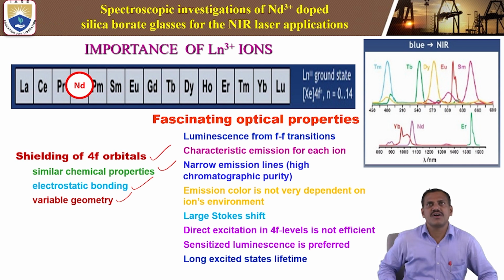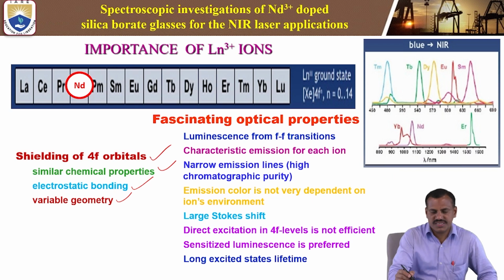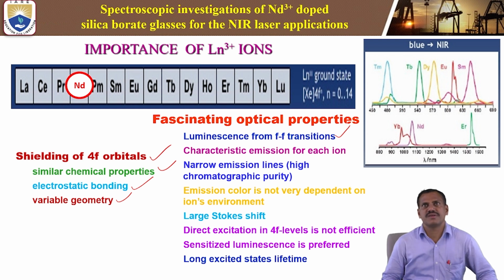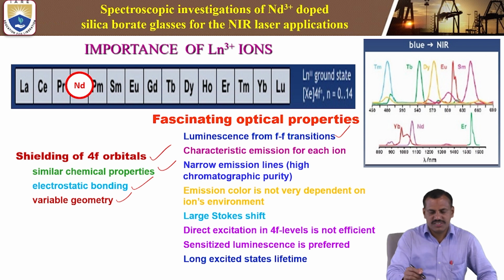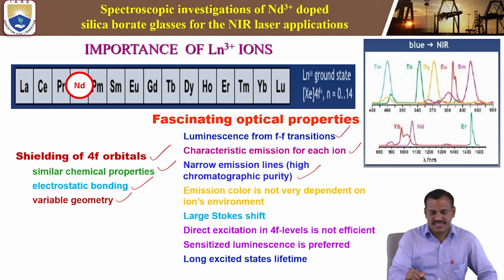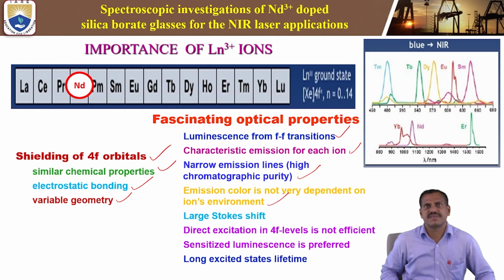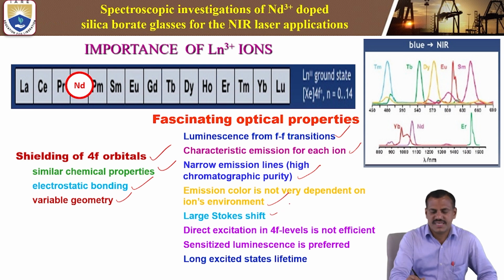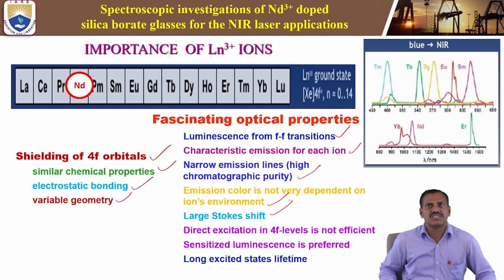What are the fascinating optical properties of lanthanide doped laser glasses? First is luminescence from f-f transitions. Only f-f transitions take place here because these are f-block elements. There is also a characteristic emission of each rare earth ion, narrow emission lines, high chromatic purity, and emission colors that are not very dependent on the ion's environment, and large Stokes shifts. In these laser glasses we can observe large Stokes shifts, that is a blue shift or red shift. Based on the composition, we can study the Stokes shifts also.